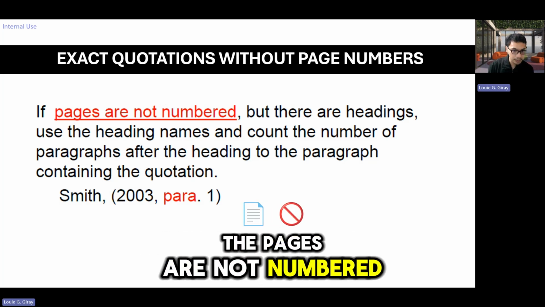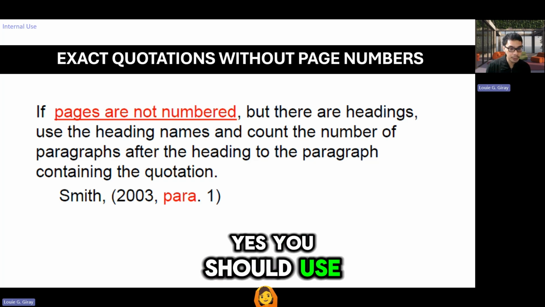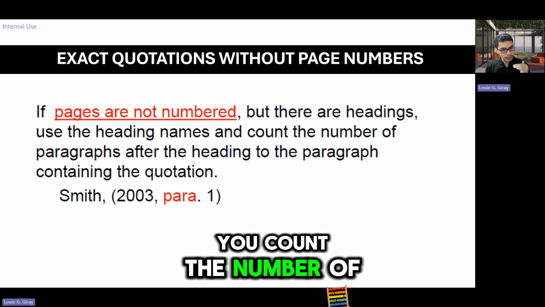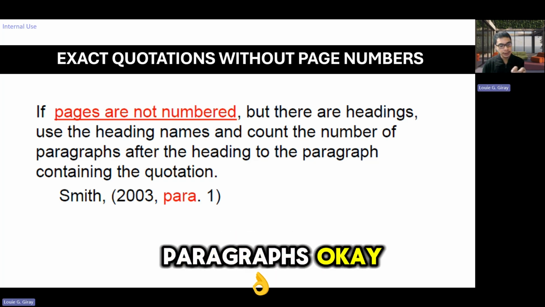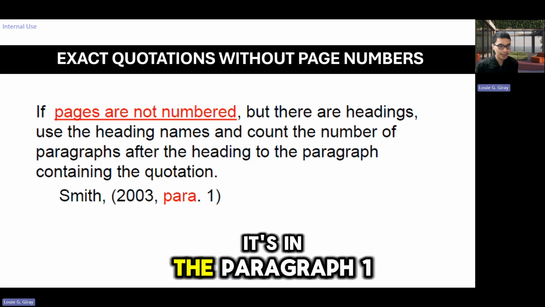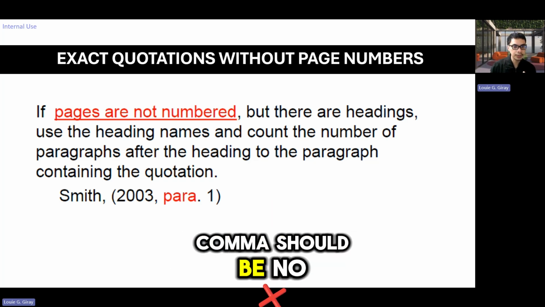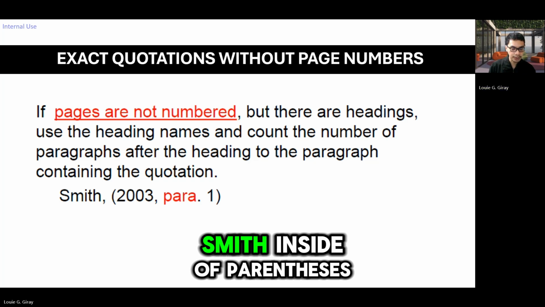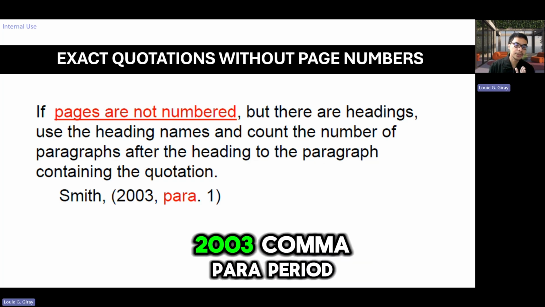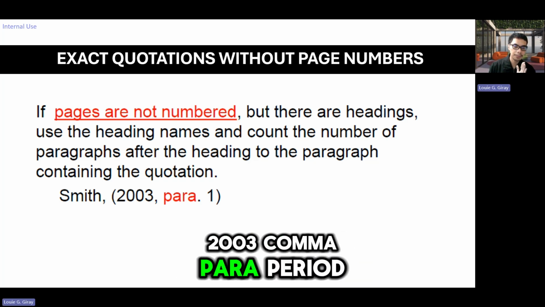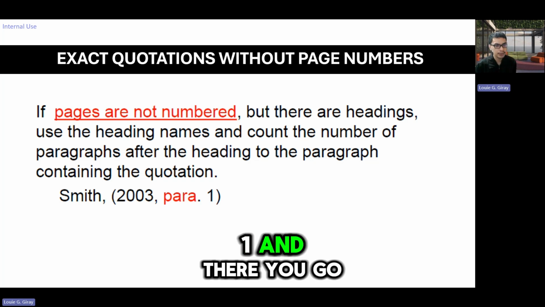We've got this one, exact quotations without page numbers. The pages are not numbered. Yes, you should use the paragraphs. You count the number of paragraphs. And for example, if it's in paragraph 1, you put here, Smith, there should be no comma there, Smith, inside parenthesis, 2003, comma, para. 1, and there you go.